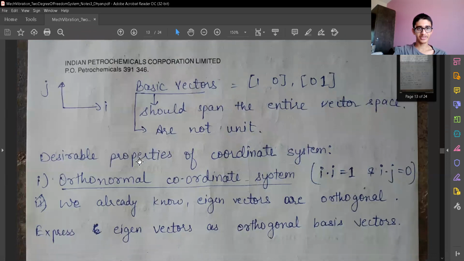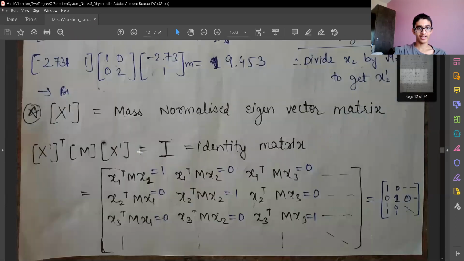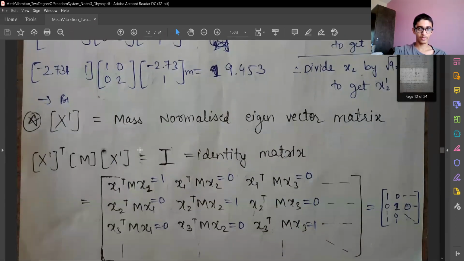So in the next video, we'll start with the transformation of coordinate system to decouple the system. That is a very important concept, and it is asked repeatedly in the numericals.